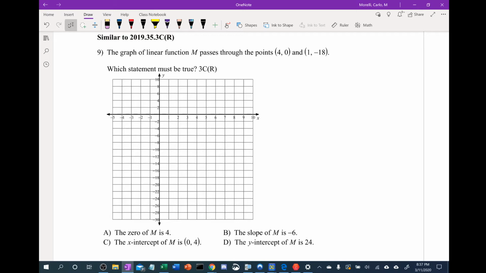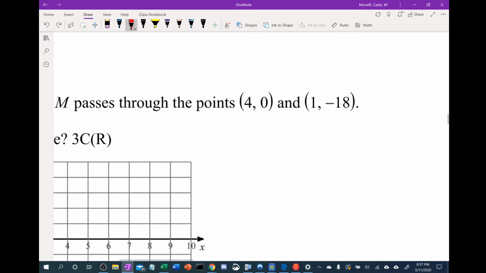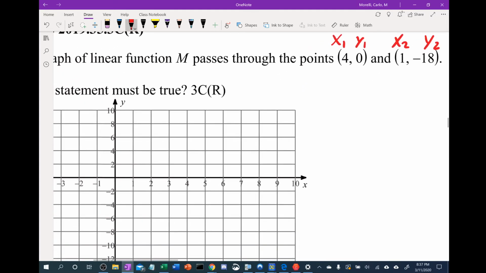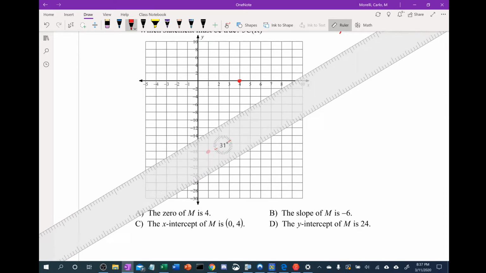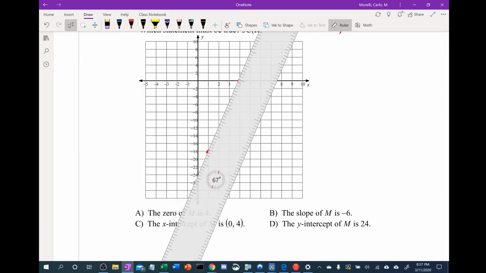Okay, the graph of linear function m passes through the points (4, 0) and (1, negative 18). Which statement must be true? Well, if you're going to draw this, you're given a blank picture here. The first thing you probably want to do is actually plot these points. Whenever I see points, I just automatically want to say x1, y1, x2, y2, but I'll go ahead and plot them. (4, 0) is right here, and then (1, negative 18) is right here. If I fit a line to these two points, I can get a picture of what this graph looks like.